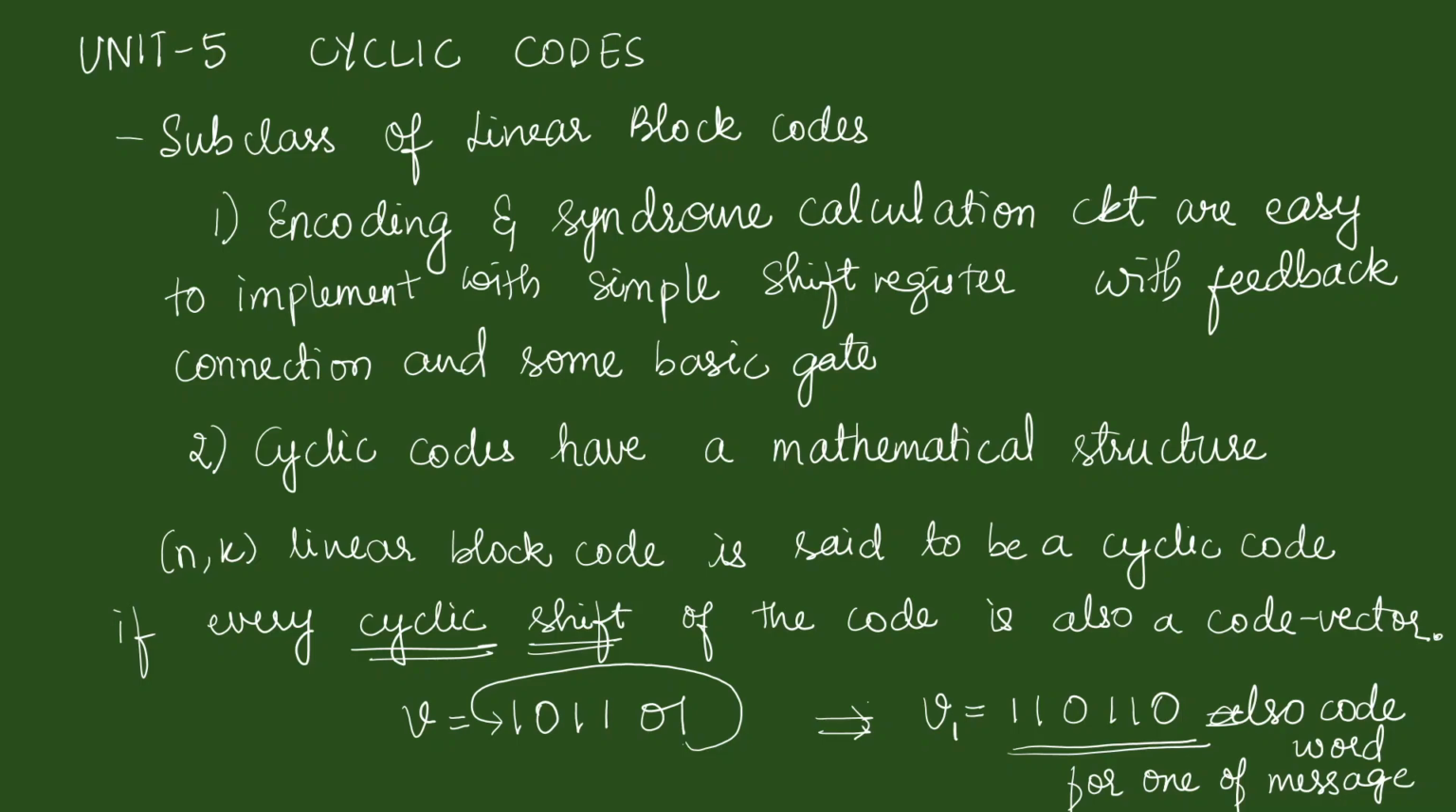So basically, let me consider one particular example over here. Let the code word c1 be equal to 0111001. This is a 7-bit code word, a code vector of the code set C.